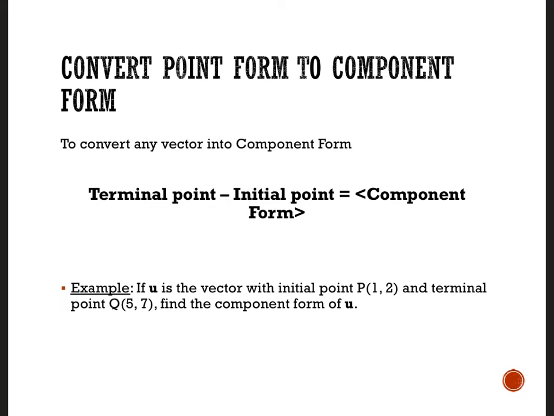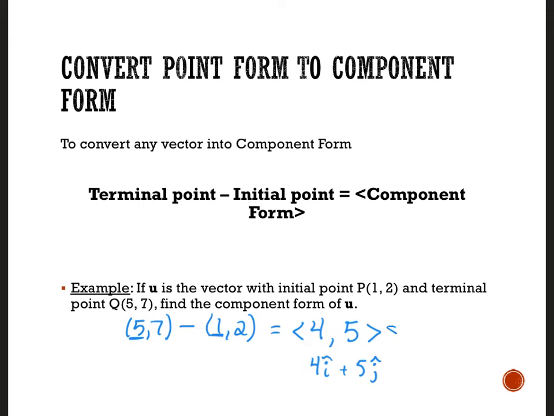So we're going to take our terminal point, (5, 7), and subtract our initial point, (1, 2). To subtract points, we just subtract the x values, and then subtract the y values. So the x value 5 minus the x value 1 gives us an x value of 4. The y value 7 minus the y value 2 gives us a y value of 5. Because this is a vector in component form, I'm going to use angle brackets to show that this is a vector and not just a point. I could have also written this in ij form, 4i plus 5j.